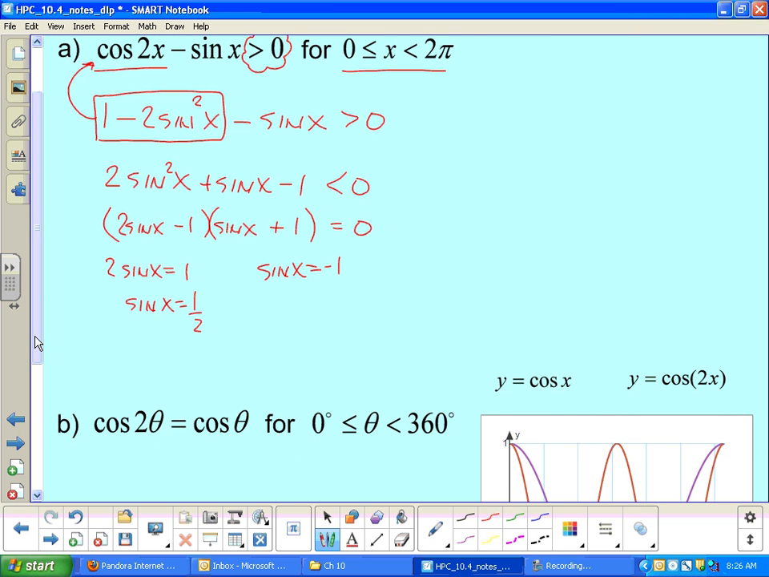So our x's, which are our zeros for this sign chart, are x equals radians. So what radian values give me a 1/2 for sine? Pi over 6 does. 5 pi over 6 does. And how about for a sine value of -1? That happens at 3 pi over 2. So those are my zeros. And then I'll just set up my sign chart. So here, let's go over here. And let's see, we've got pi over 6.